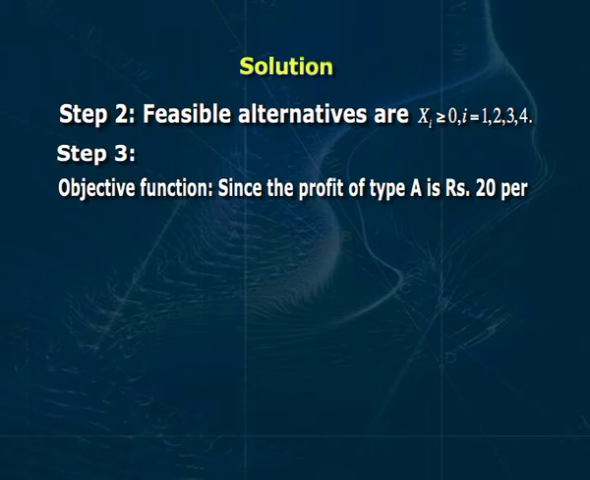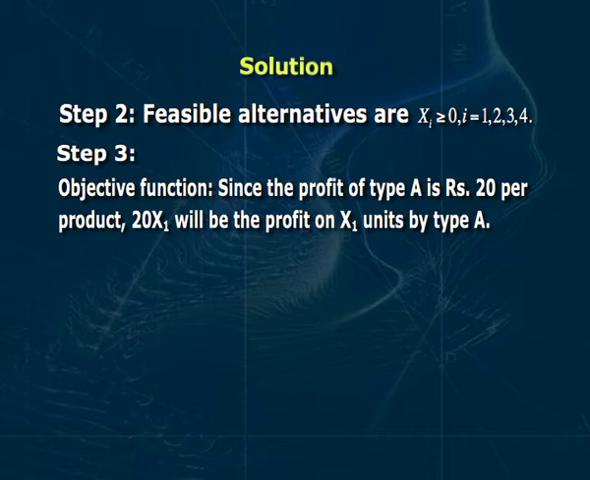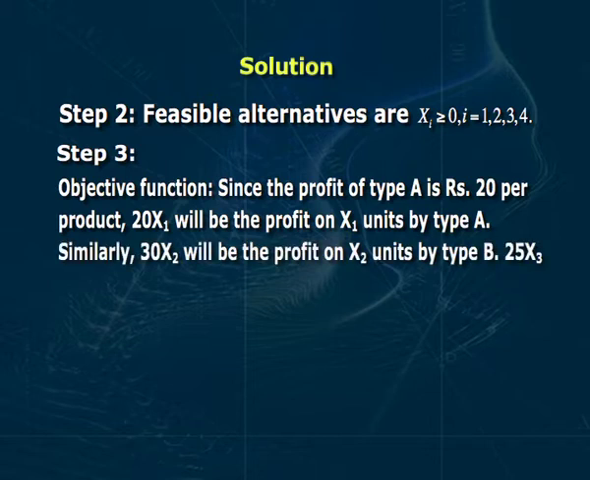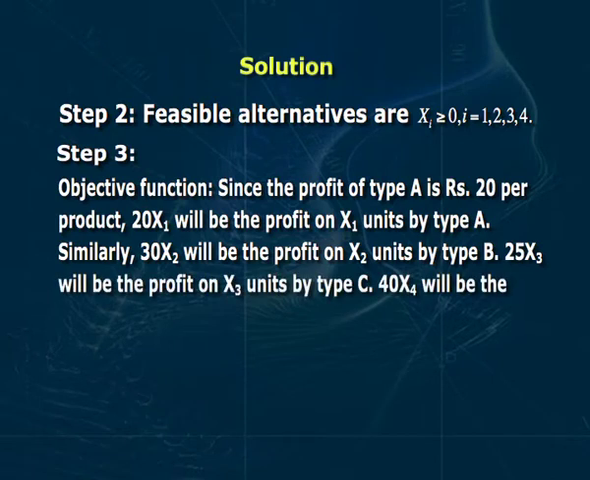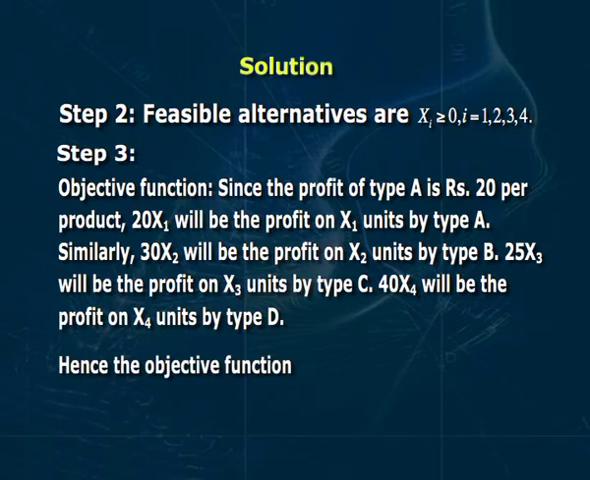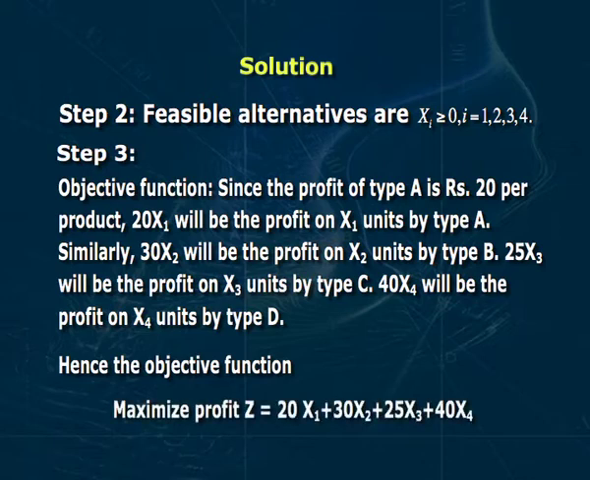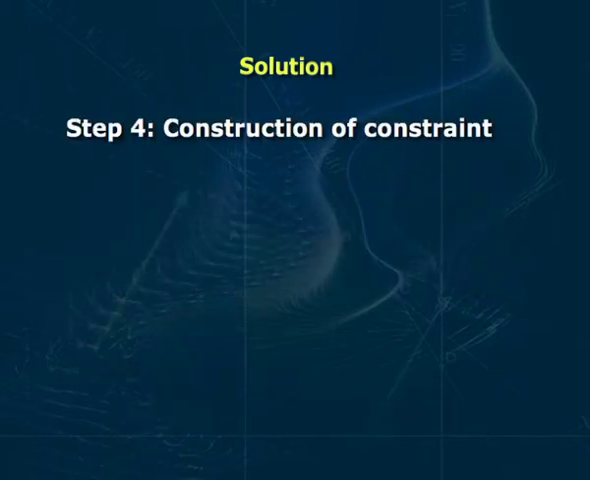Since the profit of type A is rupees 20 per product, 20 into x1 will be the profit on x1 units of type A. Similarly, 30 x2 will be the profit on x2 units of type B, 25 x3 will be the profit on x3 units of type C, and 40 x4 will be the profit on x4 units of type D. Hence, the objective function becomes: maximize profit Z equal to 20 x1 plus 30 x2 plus 25 x3 plus 40 x4. Step 4. Construction of constraints.